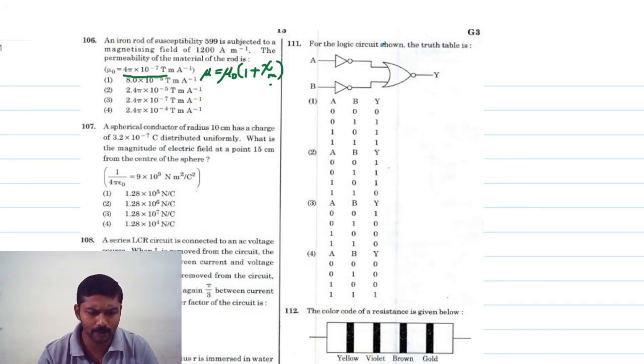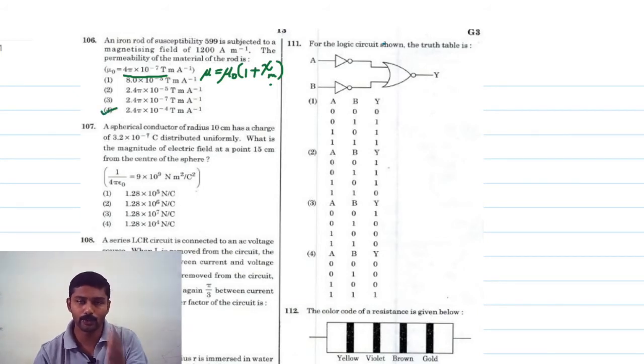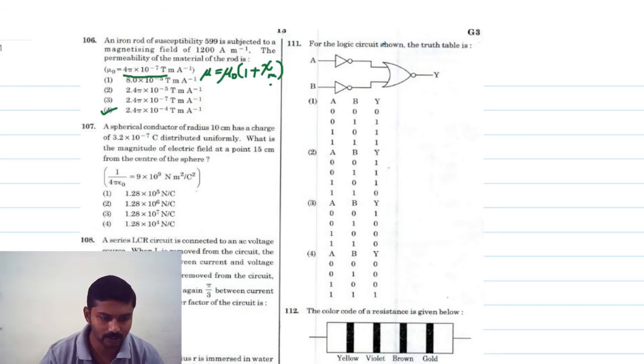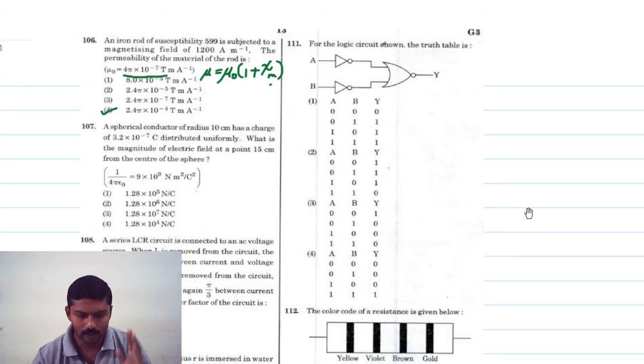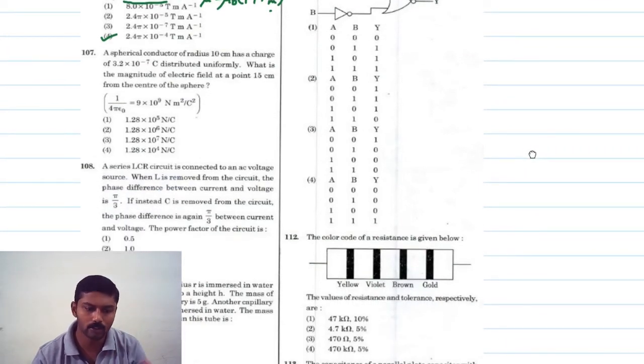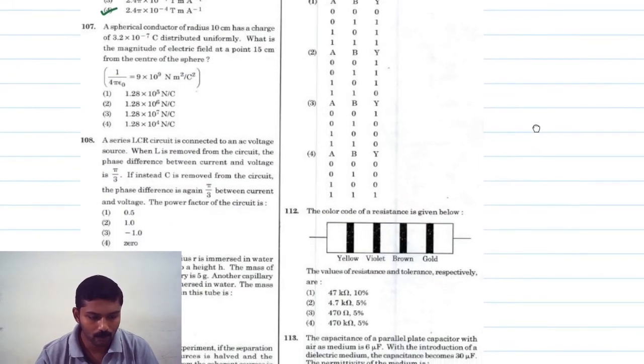When you multiply 600 by 4 pi into 10 power minus 7, you will get an answer of 2.4 pi into 10 to the power minus 4 Tesla, which you can do and see. I have done it myself, so I am giving you those answers. These are done by myself, so I know these values you are going to get.